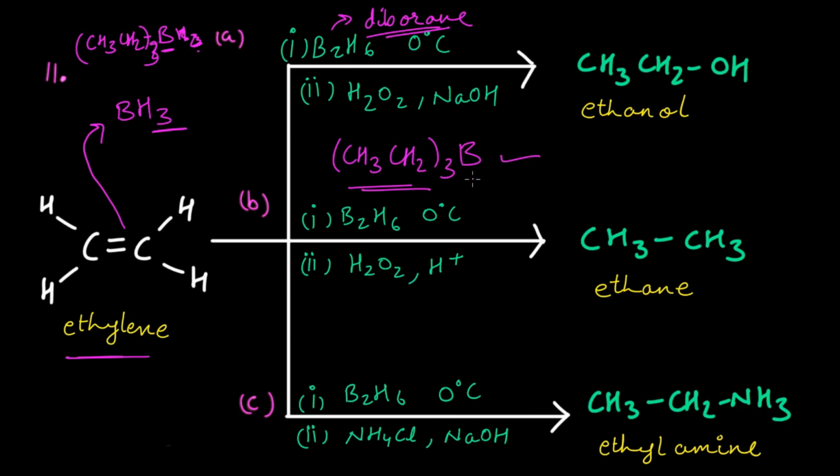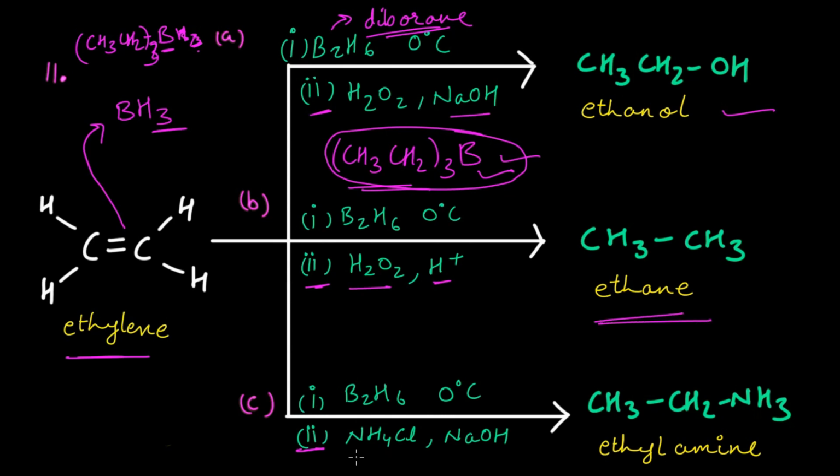Now the intermediate so formed will react with the second condition given in all the three reactions to give you different products. First one is when this intermediate is treated with hydrogen peroxide in basic medium, you will get ethanol. Second, when it is treated with hydrogen peroxide in acidic medium, you will get ethane. And the third one is ammonium chloride. Ammonium chloride reacts in presence of NaOH to give ethylamine. So these are the three reactions that you can see by using BH3 or B2H6, right? Let's move to the next.